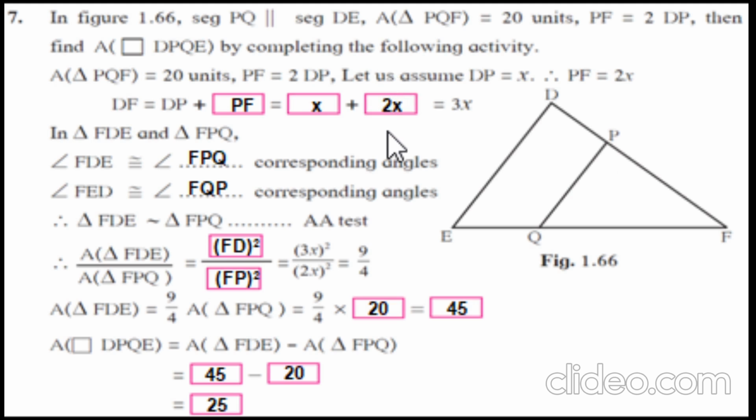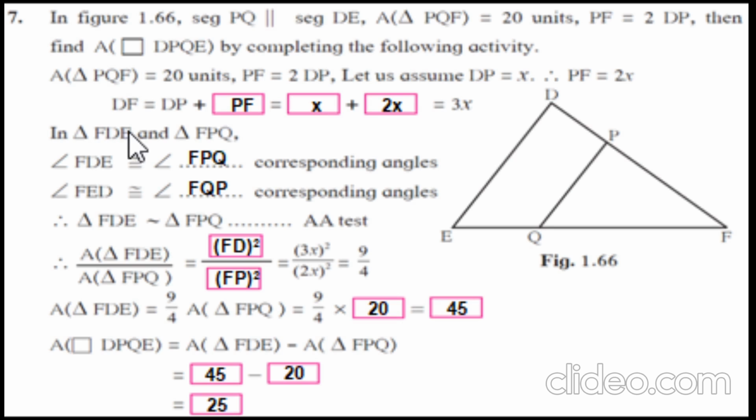So we have to complete this activity. You know very well, if you see the new pattern of your SSC board, many activities are generally directly asked for 2 marks, 3 marks, or many times for 4 marks also. Then area of triangle PQF is equal to 20 units. PF is twice DP. So let us assume DP is x, therefore PF is 2x. Then DF is equal to DP plus PF, so x plus 2x is equal to 3x.